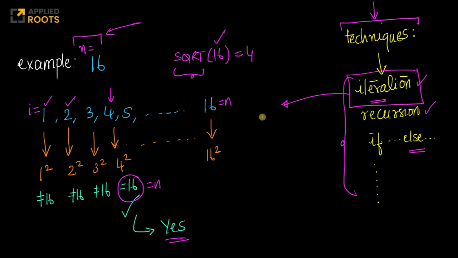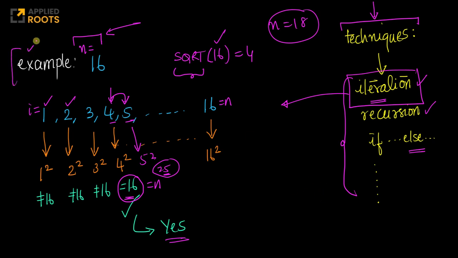Very simple method, right? Now suppose my number is 18. Then I search, okay, 4 square is 16, then I try 5. What is 5 square? 5 square is 25. So I realized that from a number which is less than my 18, I've gone to a number greater than 18 by just a single increment, which means the square root of 18 will lie between 4 and 5, which means it will not be an integer, so I will return false. A very simple mechanism.